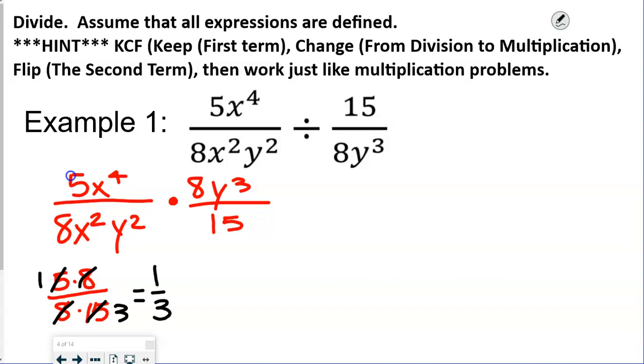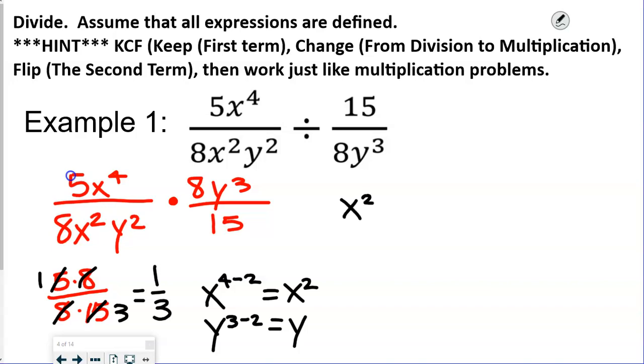Now, we're going to deal with our x's. So we have an x to the fourth on top, and we have an x to the second on the bottom. Remember that if it's on the bottom, we're going to subtract it, right? So this is going to be x squared. Then we have our y's, right? So we have y to the third on top, and we subtract 2 from it again because it's in the denominator. So this is just going to be y, right? So we have a 3 on the bottom, and we have an x squared and a y, which are both going to go on top. So our answer is going to be x squared y over 3.